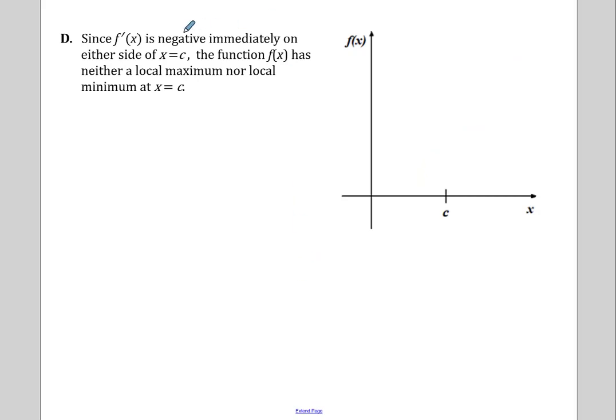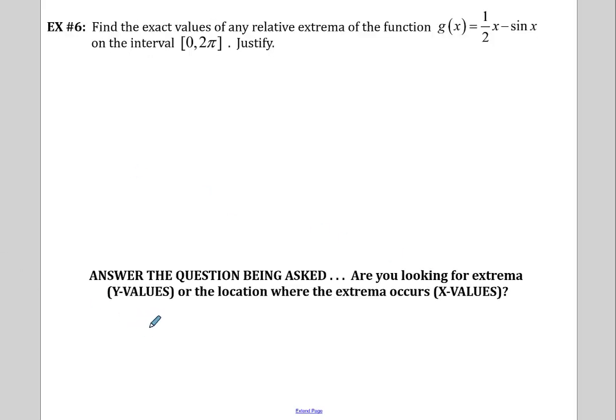Then the last one, since the derivative is negative immediately on either side of C, the function has neither a local maximum nor a local minimum at C. So I could do something that had maybe concavity changed. It was concave up on this side, concave down on this side, but the derivatives immediately to the left and right were negative and negative. How easy is that? Just reading the language and sketching the curves.